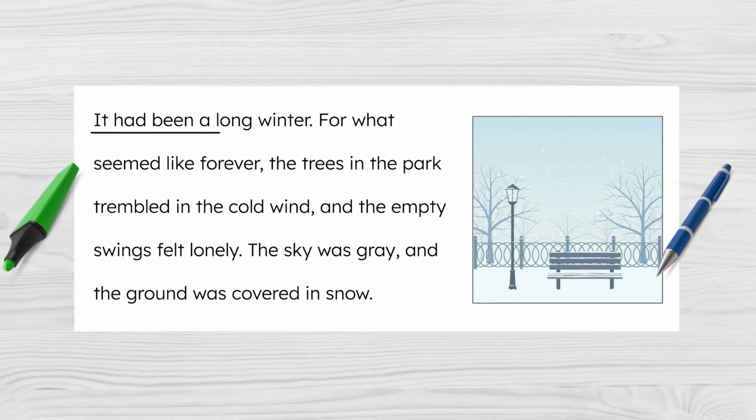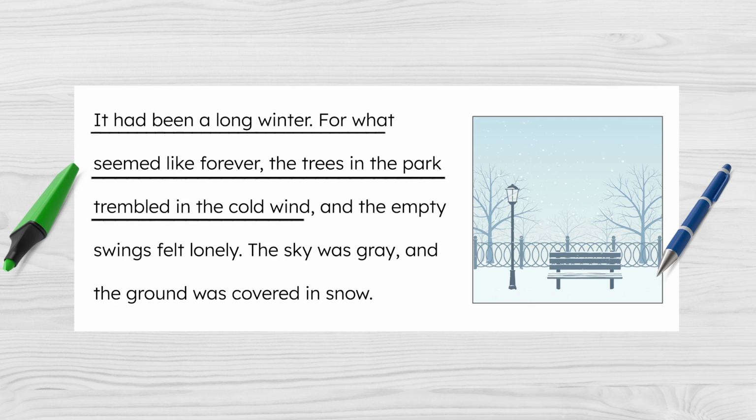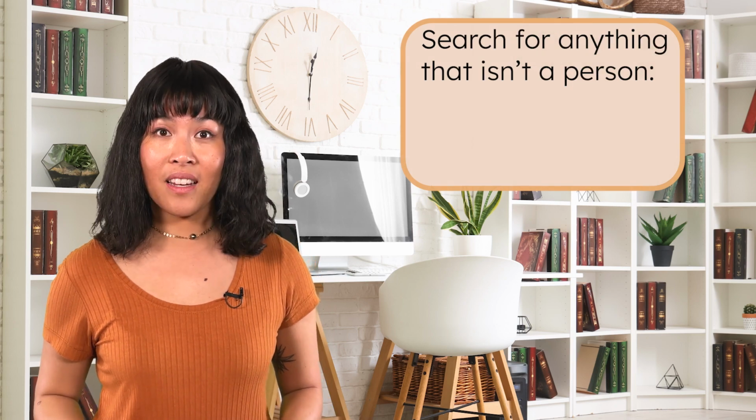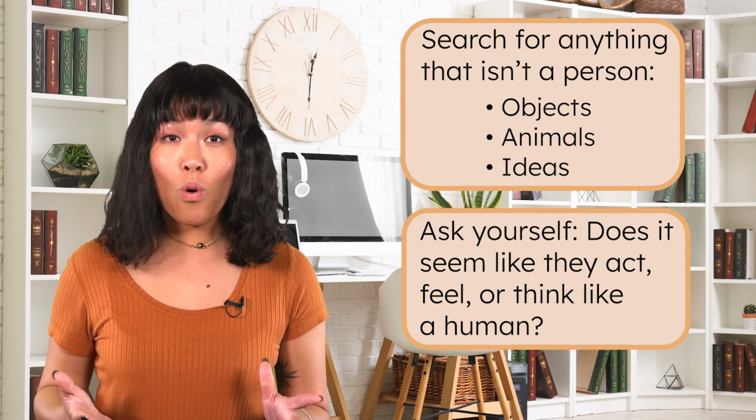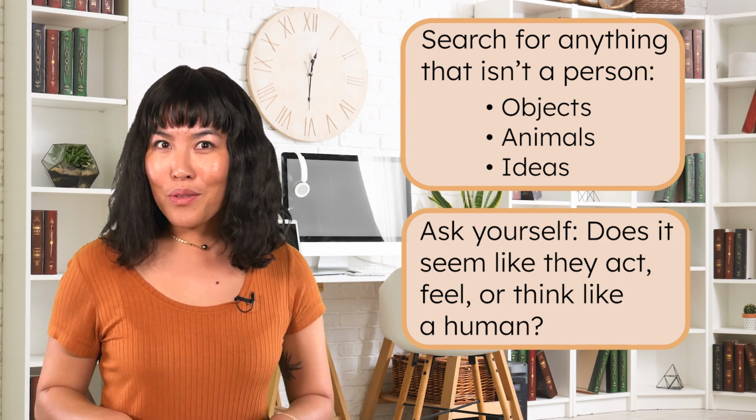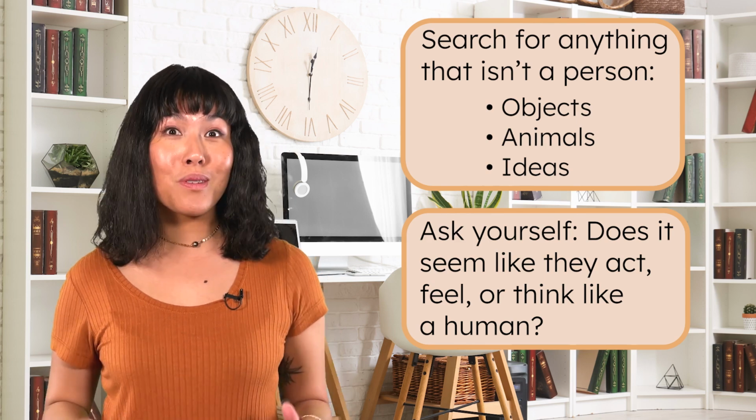Now, let's practice with another text. As I read, see if you can spot any personification. It had been a long winter. For what seemed like forever, the trees in the park trembled in the cold wind, and the empty swings felt lonely. The sky was gray, and the ground was covered in snow. Now, it's your turn to identify personification. Search for anything that isn't a person, like an object, animal, or idea. Then ask yourself, does it seem like they act, feel, or think like a human? Pause the video to highlight 2 sentences with personification.